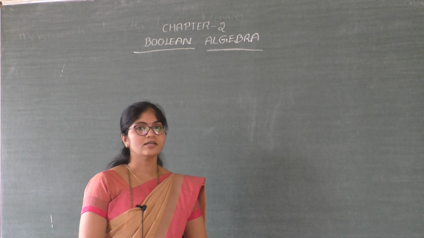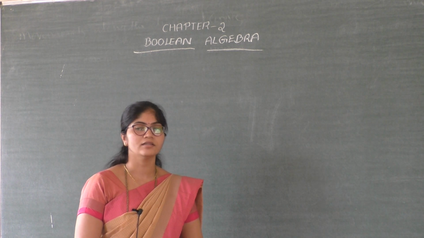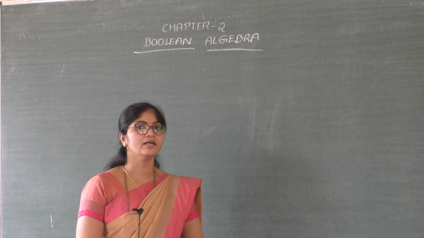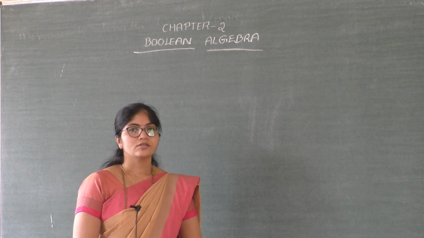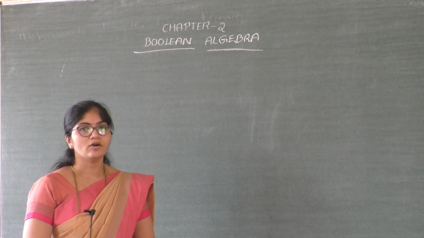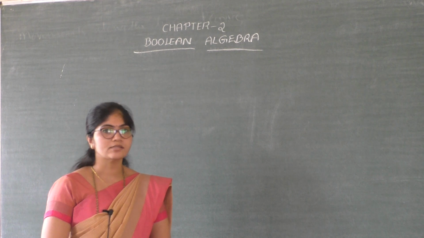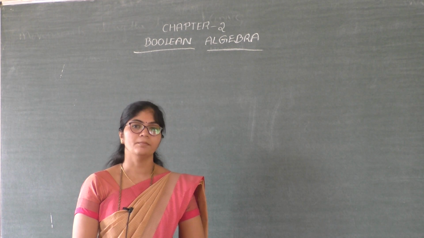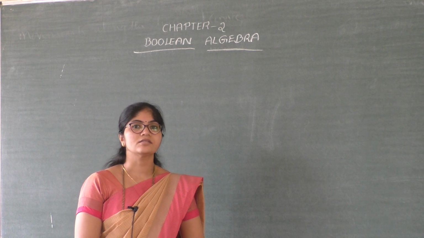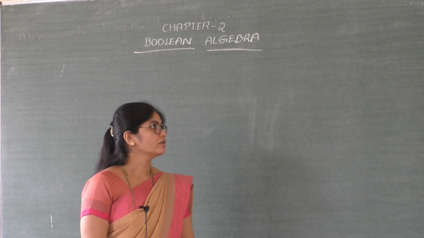Dear students, in the last class we have discussed various logical operators. There are three types of logical operators. They are AND operator, OR operator and NOT operator. The symbol used to represent AND operator is dot, the symbol used to represent OR operator is plus, and the symbol used in NOT operator is bar. Then we have discussed evaluation of Boolean expression using truth table.